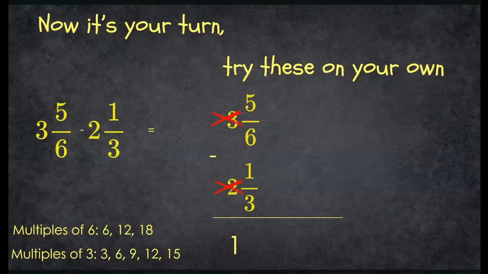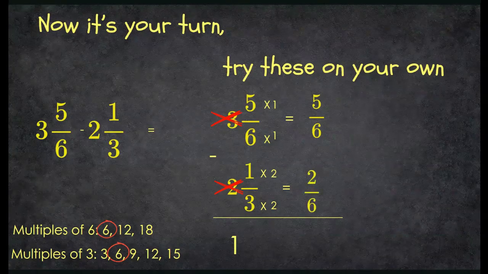Now remember, we want to choose the lowest common multiple. So I'm not going to choose 12. I'm going to choose the 6. And so I know that 5/6 is already in 6ths, so that's not going to change. And then 1/3 I'm going to be multiplying by 2. And that's going to give me a new fraction of 2/6. Now I'm able to subtract 5/6 minus 2/6, which is going to give me a total of 3/6. Combine your whole number and your new fraction, make a mixed number, 1 and 3/6. And that's our answer to our problem.